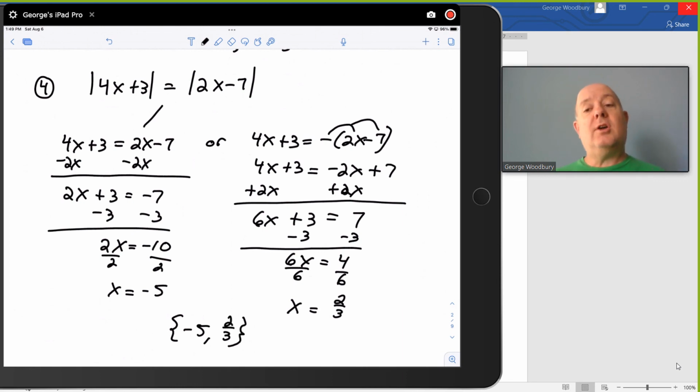So our solution set is negative 5 and 2/3. All right, that's it for absolute value equations. We'll move on to some absolute value inequalities in the next video.